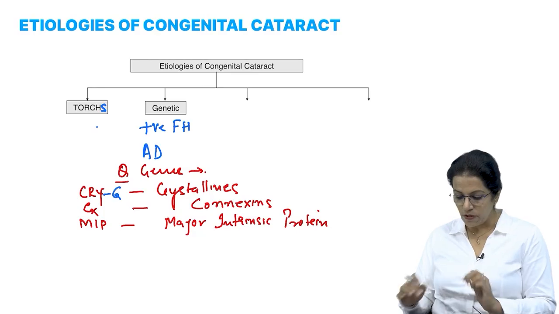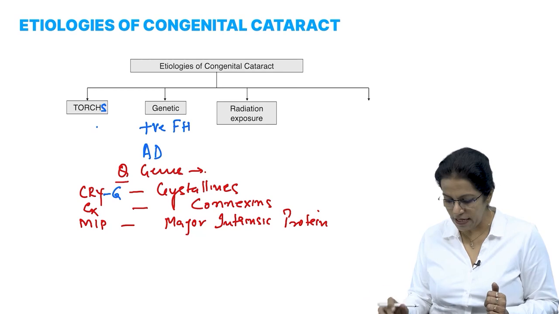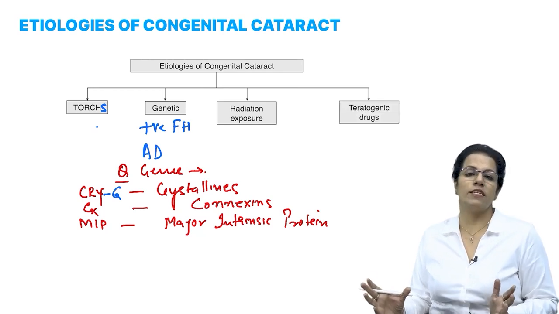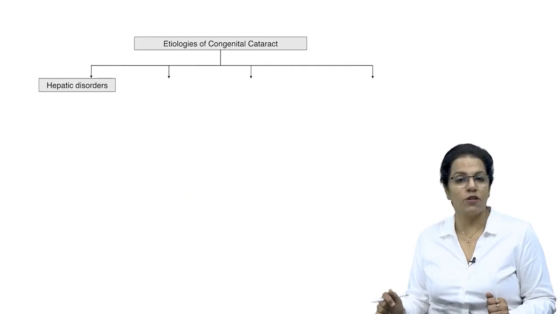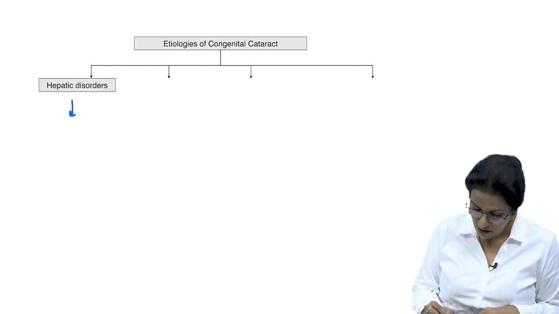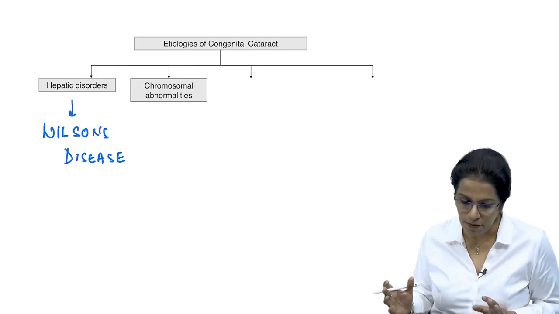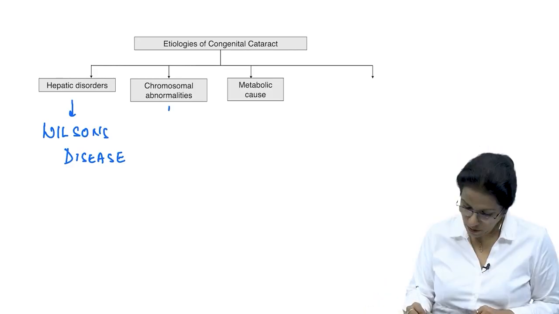We next talk about what is the next cause. Can be radiation exposure in first trimester. We all know that. And another one is teratogenic drugs like thalidomide. Next we talk about hepatic disorders, and here we have to learn Wilson's disease. Second can be chromosomal abnormalities, right?